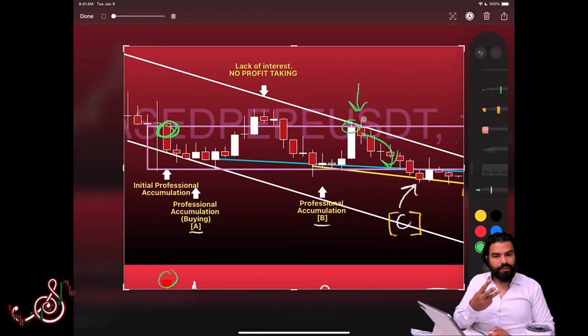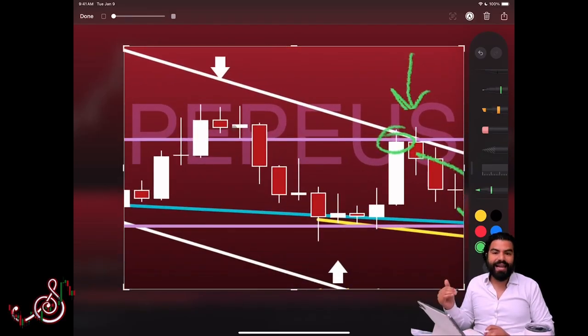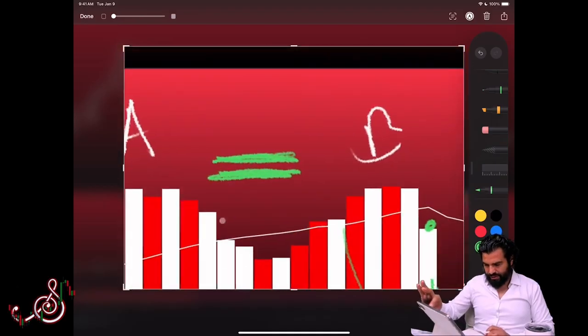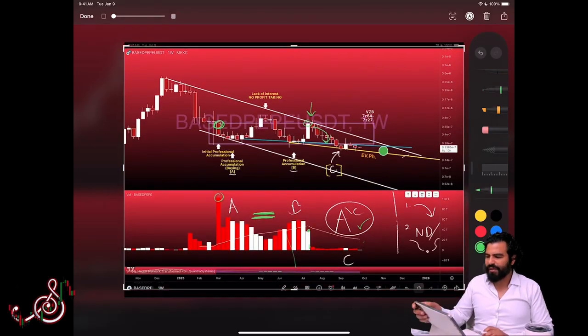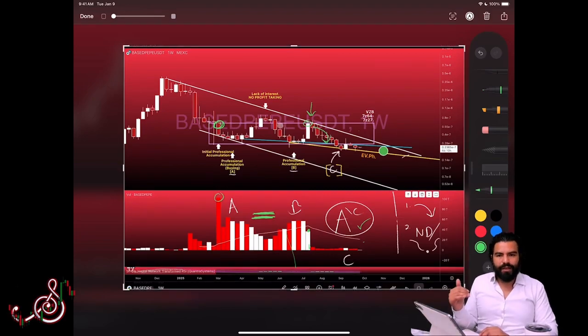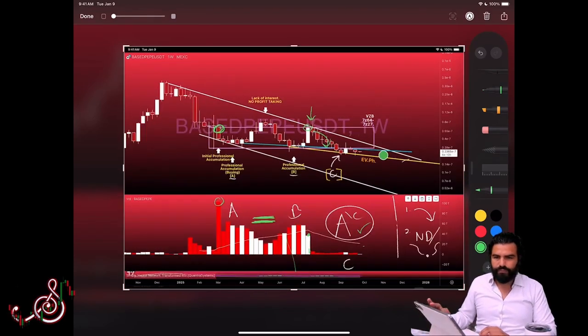A third way we can know it's not profit taking is because the last time they had a chance to take profit there, they didn't. Lack of interest. So there's no real big money taking profit, at least on this exchange that we can see, MEXC. We can see they're buying, they're not taking profit here. Why would they take profit here? Okay, so a lot of things we're gleaning.